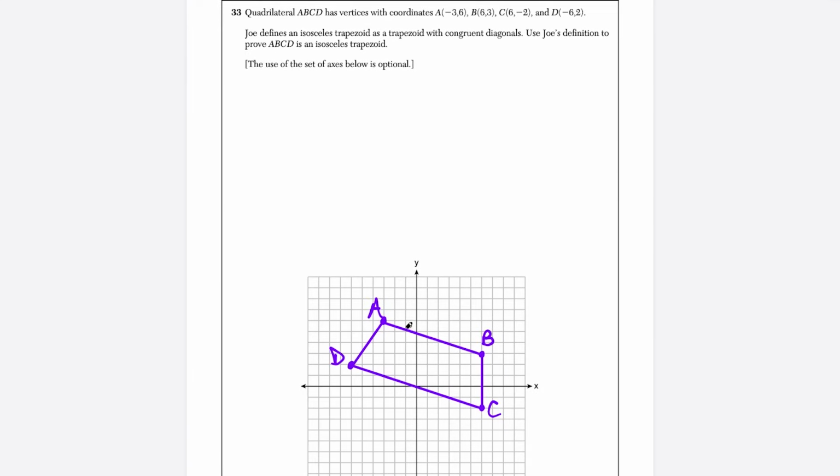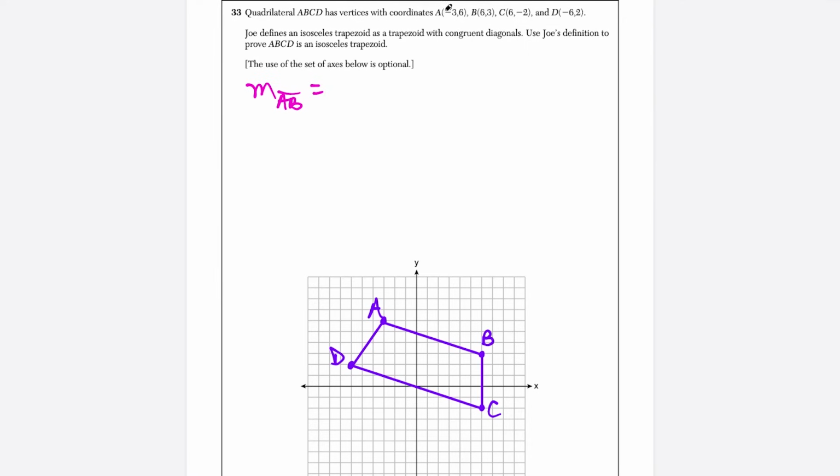So now that we have this drawn out, first we're going to show that we have a trapezoid, and we'll do that by showing that we have one pair of opposite sides that are parallel. So we're going to target sides AB and DC because it's clear here that these are the sides that are parallel. That's why it's nice to actually use the set of axes below. So we're going to find the slope of line segment AB.